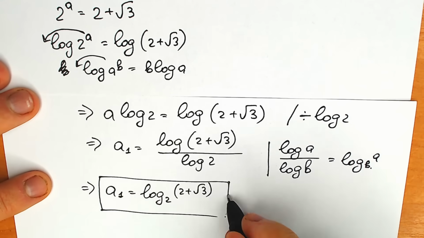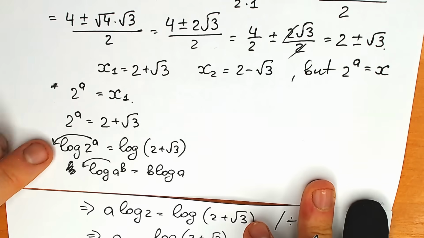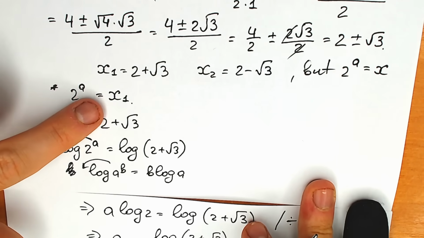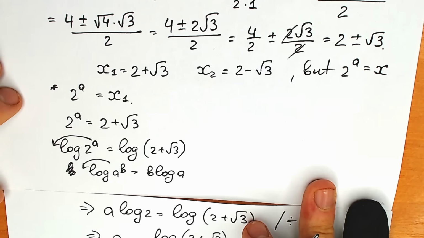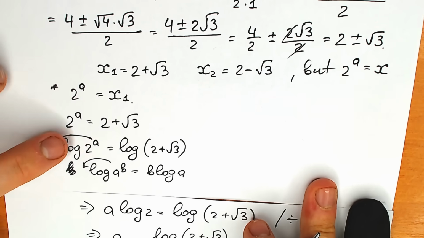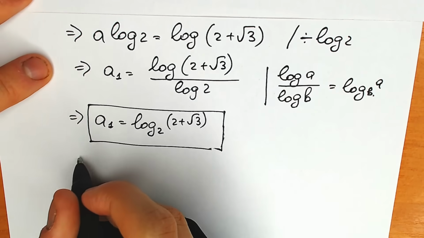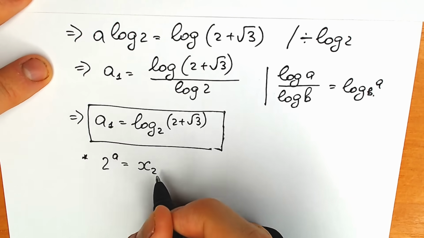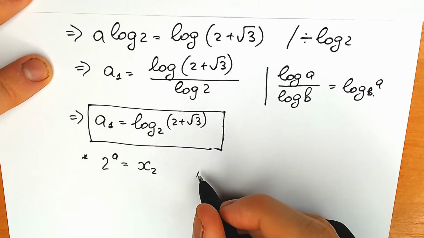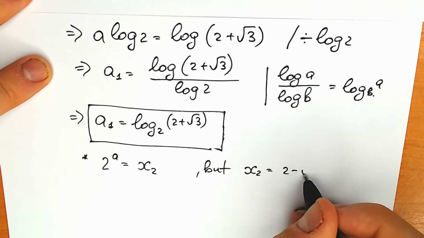Right now, let's find real quick our a second. Don't forget about it. We have it right here. So this is our x first. We plug in x first to this equation. Right now, let's plug in x second to this equation. So as a result, we have 2 to the power a equal to x second. Okay, so our second part of solution. So our 2 to the power a equal to x second, but x second equal to 2 minus square root of 3.